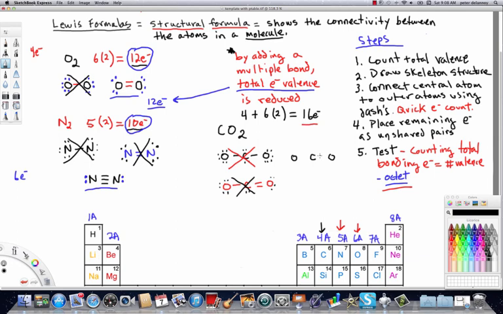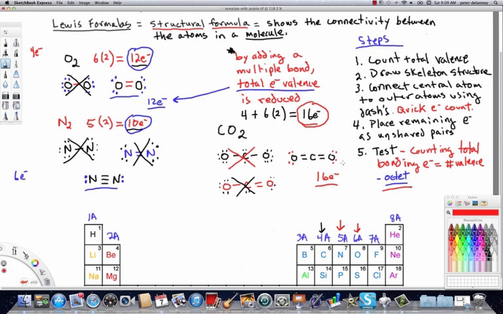All right, so let's try this again. Remember, adding multiple bonds reduces total valence count. So I'm going to do this. Now I move to step 4. I'm going to place my remaining electrons so as not to exceed 8. And now I do my total count. 2, 4, 6, 8, 10, 12, 14, 16 electrons. I hit my magic number. So this is a highly probable possibility.